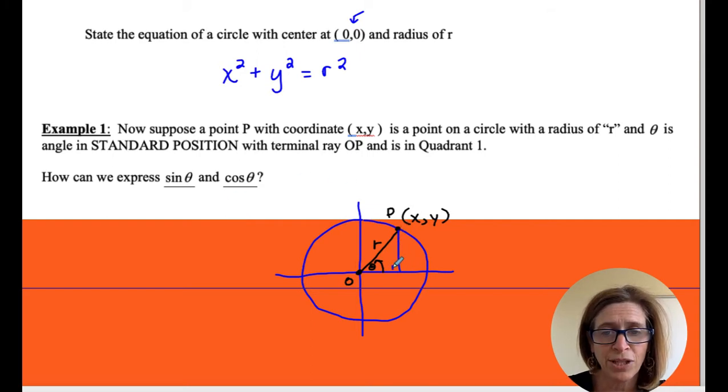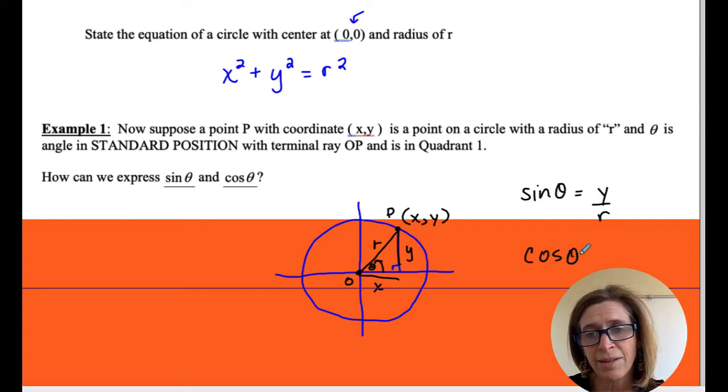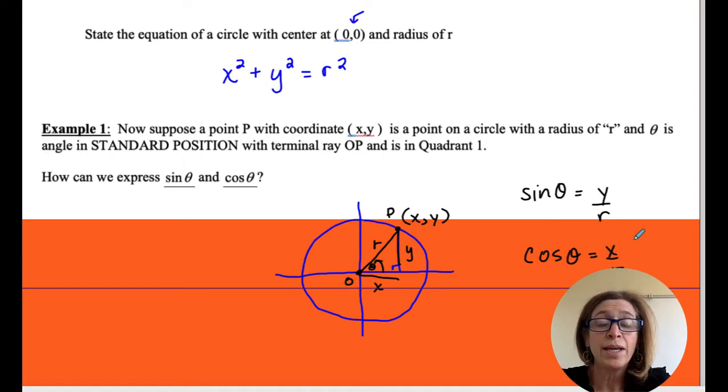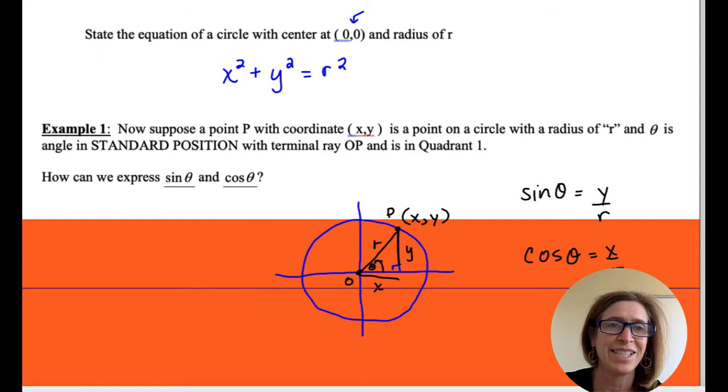Well, we could drop an altitude here. We know that this segment here would be x, and this segment here would be y. So if I wanted the sine of theta, I would do opposite over hypotenuse, so y over r. And if I wanted cosine theta, I would do adjacent over hypotenuse, so x over r. So we can use this idea on any point on a circle. It doesn't have to just be a special angle. We found the special angles using this method, but those angles come up all the time, so we're going to know those ratios. But not every circle is going to have one of those special angles.